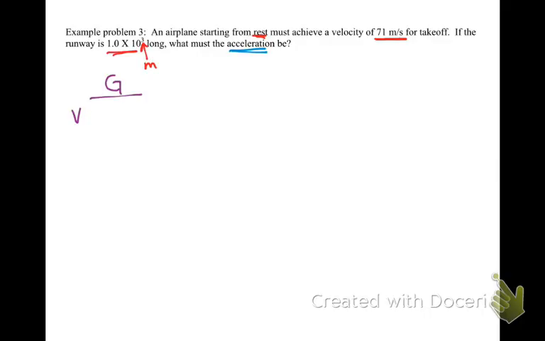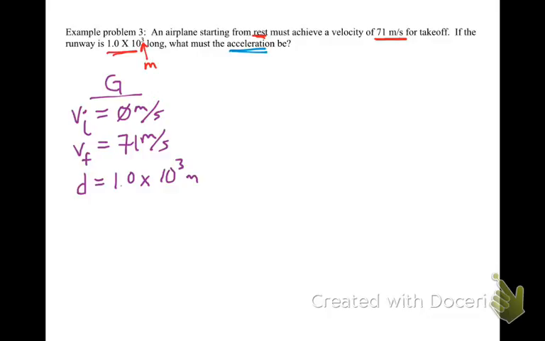Starting from rest, that means our initial velocity is 0 meters per second, because we're not moving to start with. Must achieve a velocity of 71 meters per second for takeoff. That's going to be our final velocity. If the runway is 1 times 10 to the third meters long, so our distance or displacement is 1.0 times 10 to the third meters. What must the acceleration be? Our wanted is acceleration.